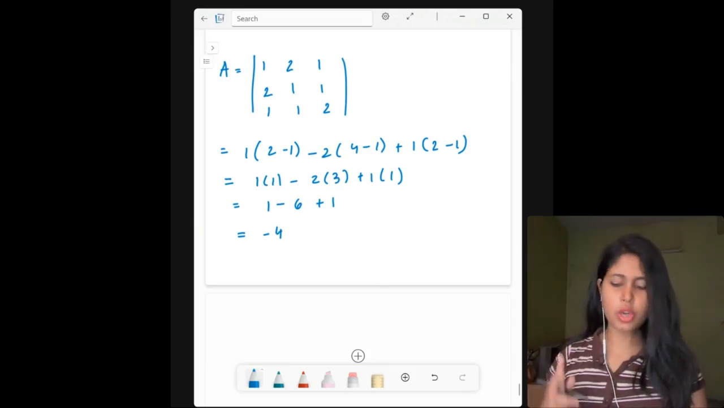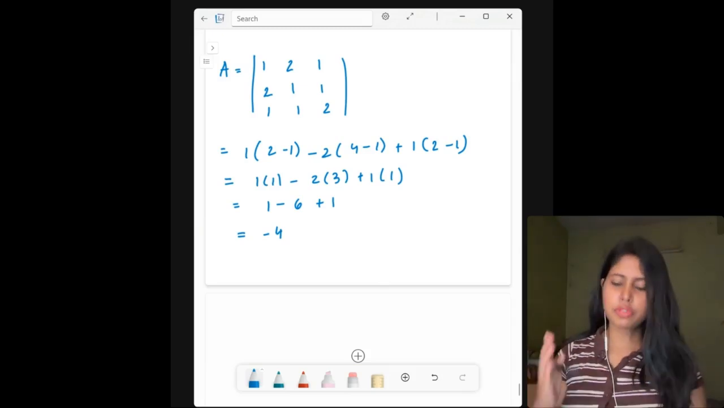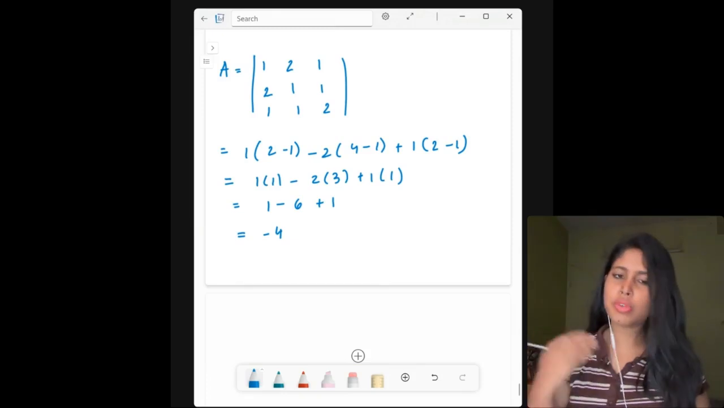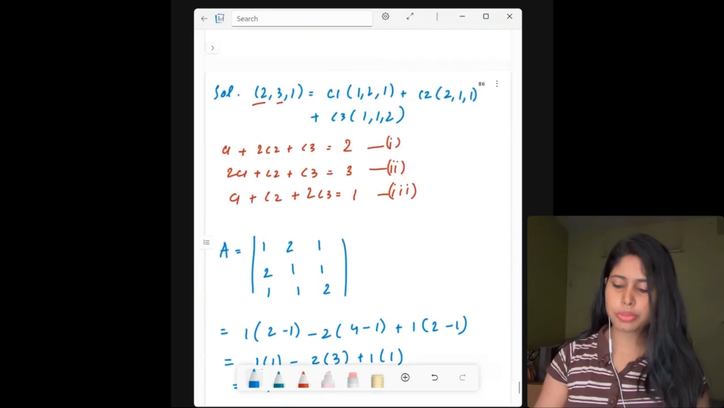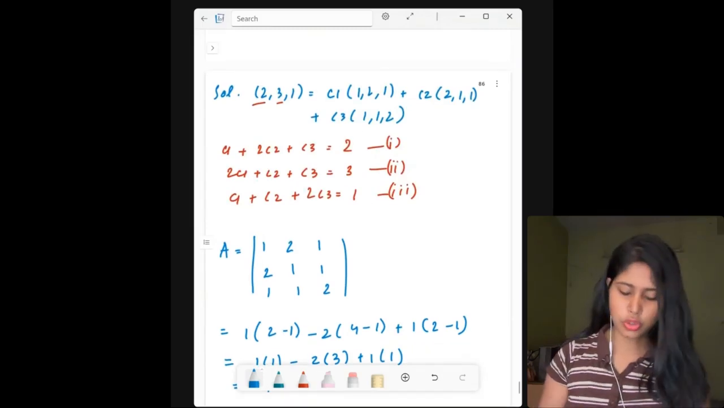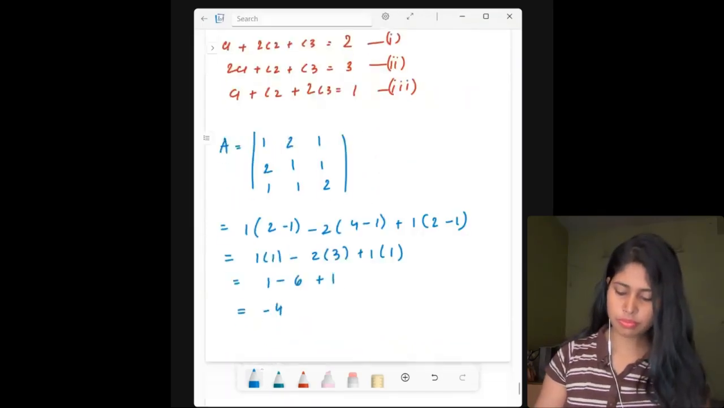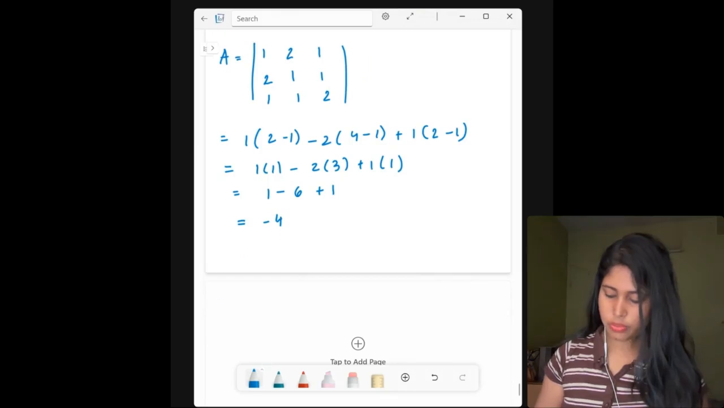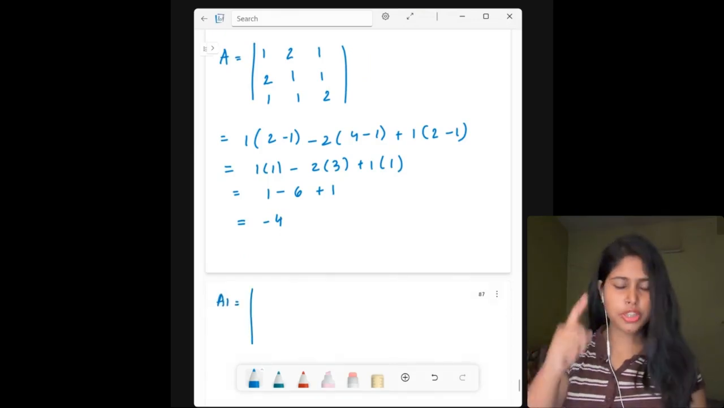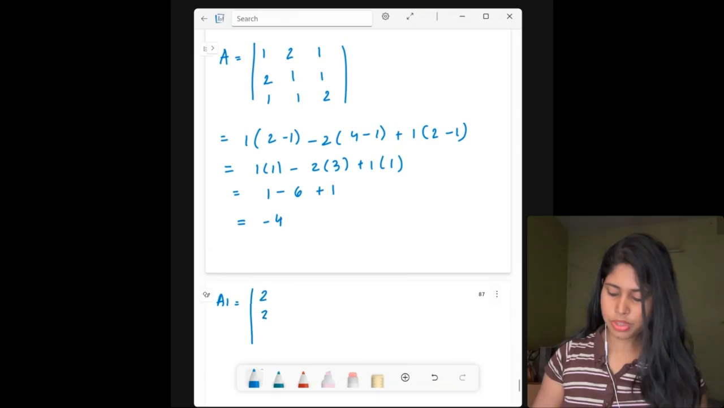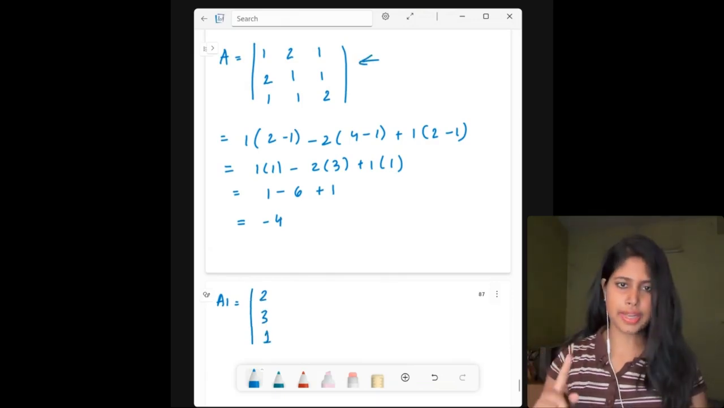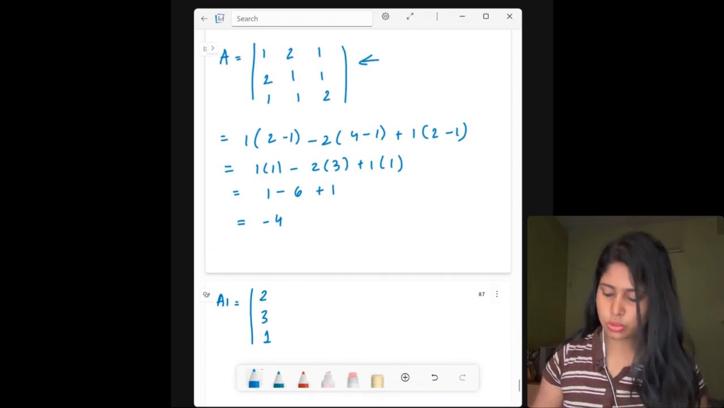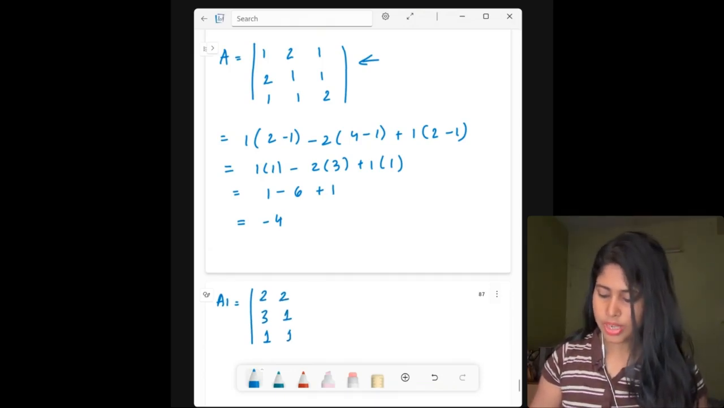We will take A1. Now what is A1? A1 will be, first, we will replace the first column with the constant matrix, right? What is our constant matrix? It will be 2, 3 and 1, right? So let us do that. A1 will have the first column 2, 3, 1. That is our constant matrix, and the second and third columns will be the same as the A matrix, right? So (2 1 1), and then (1 1 2).